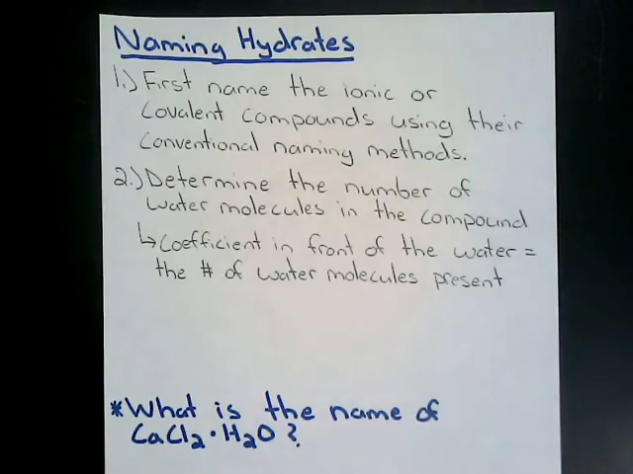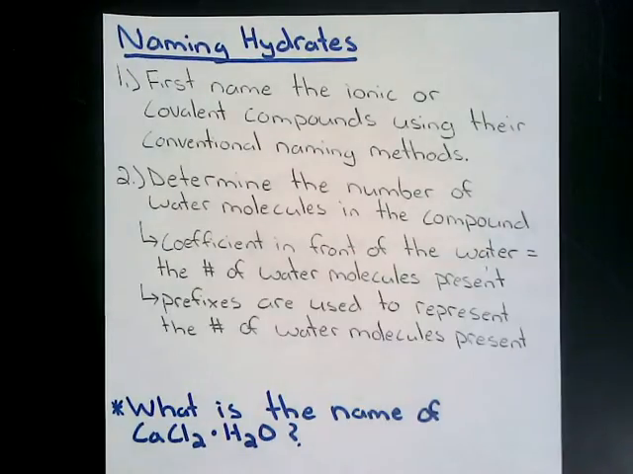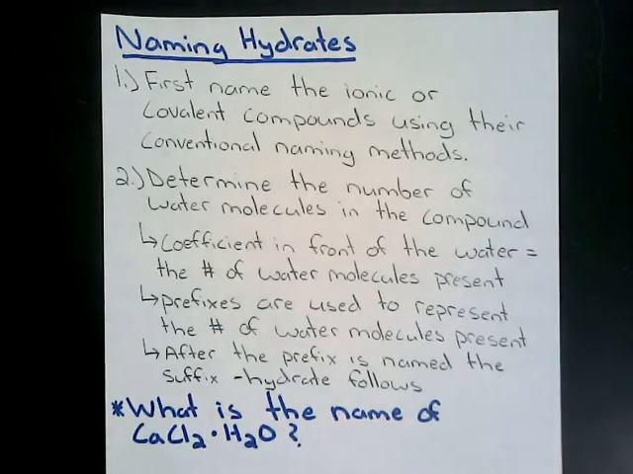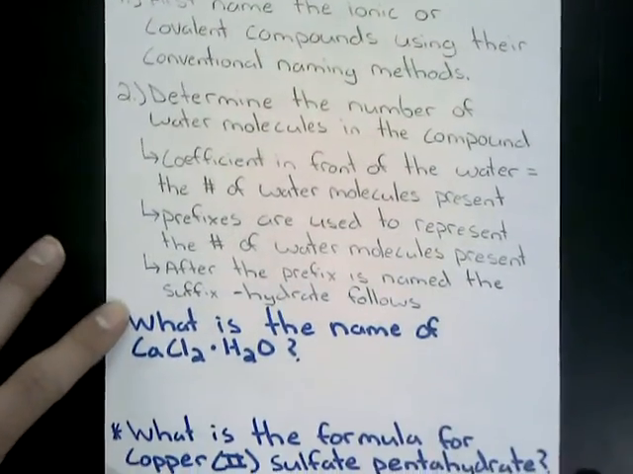Now, prefixes are used to represent the number of water molecules present. Now, I'm not going to write this down, but these prefixes that are used are the same prefixes used to name covalent compounds. Now, once the prefix is named, tacked on to the end of the prefix is the suffix hydrate. All right, so let's try these steps in a couple examples.